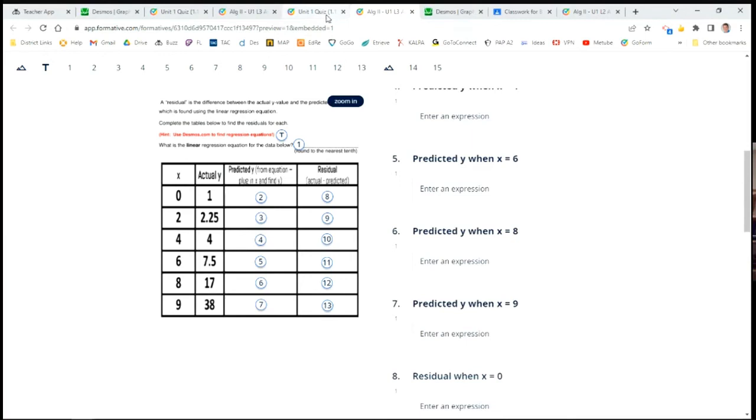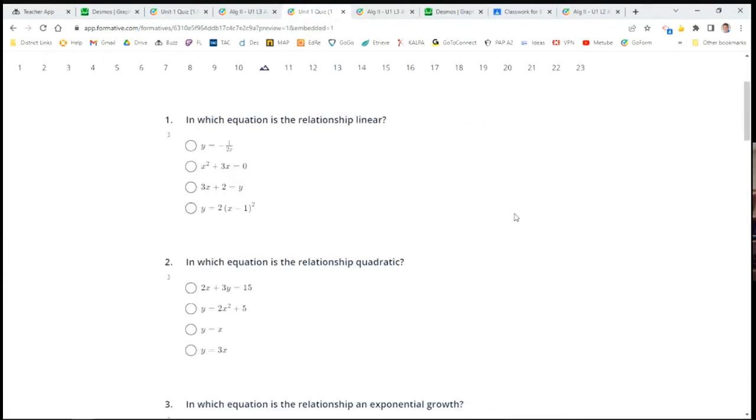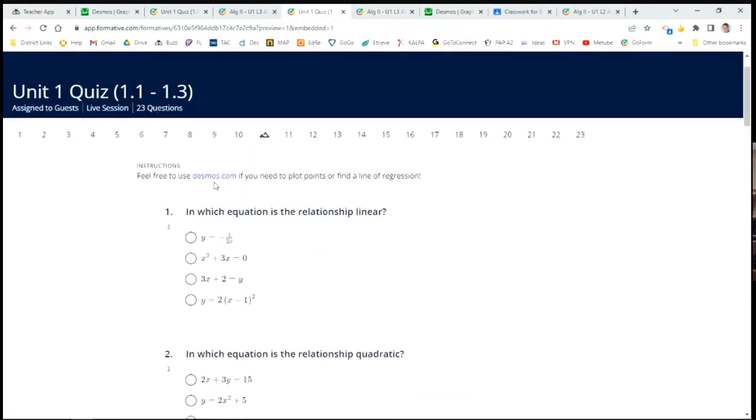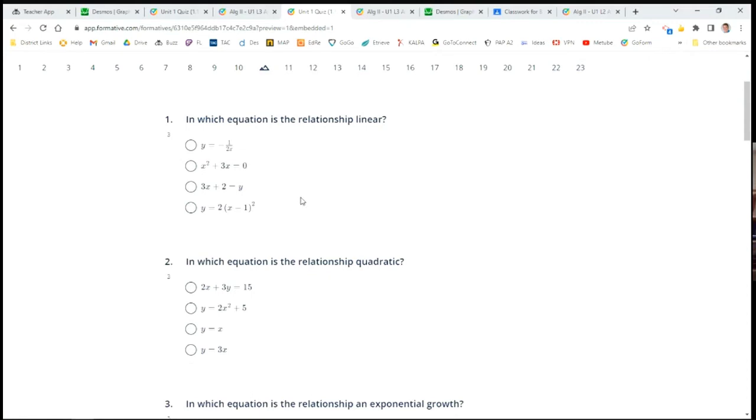All right. And then looking at the quiz. Again, it has the link to Desmos. If you need to use Desmos, the link is right there at the top of the quiz. And then it has questions for this. In which equation is the relationship linear? It gives you 4 equations. Which one of those is linear? If you can't tell by looking at that, you can always graph those 4 and see which is linear. But you should be able to look at the equation and tell which one is a linear equation.